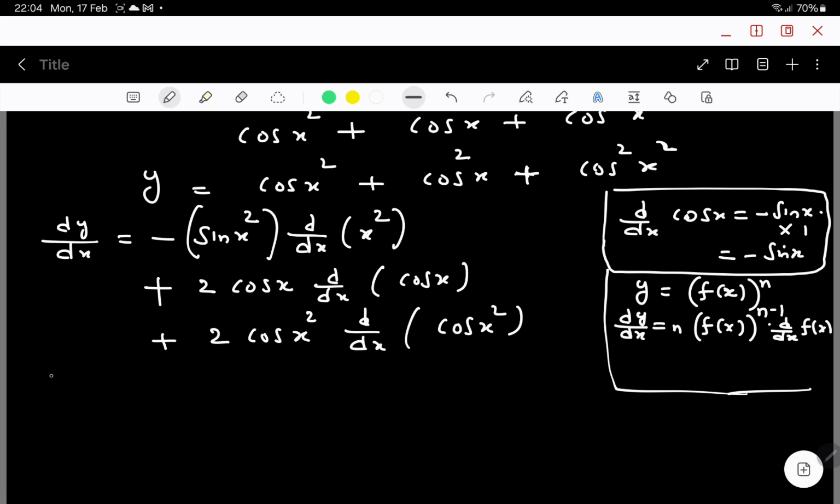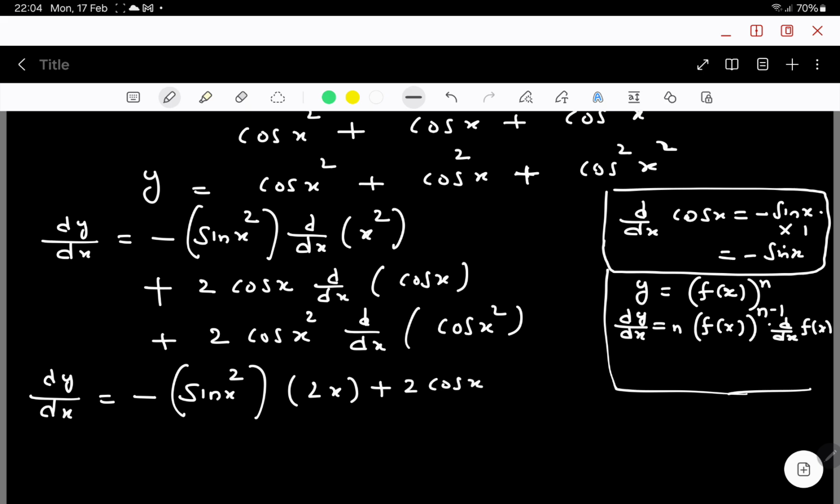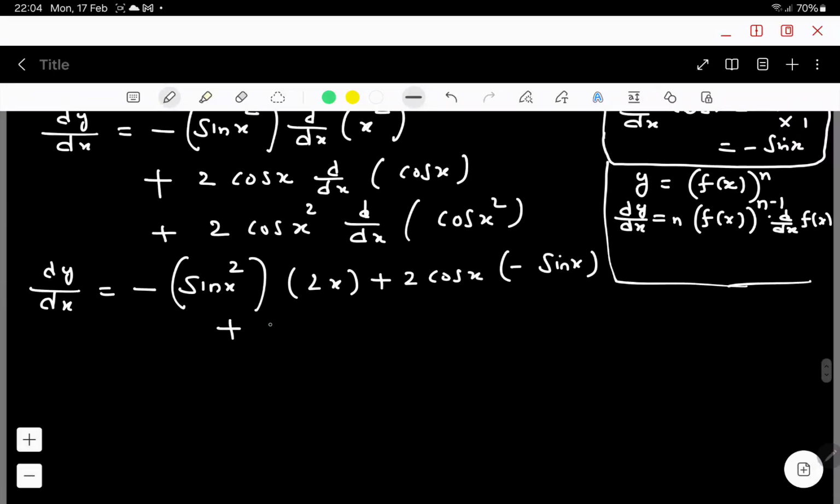So dy by dx is equal to minus sin x square. In every term we get the differentiations. Again, differentiation of x square is 2x, 2 cos x, d by dx of cos x is minus sin x, plus 2 cos x square. Differentiating cos x square, we get minus sin x square.